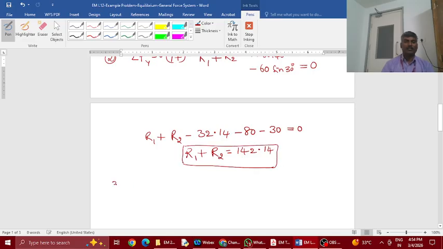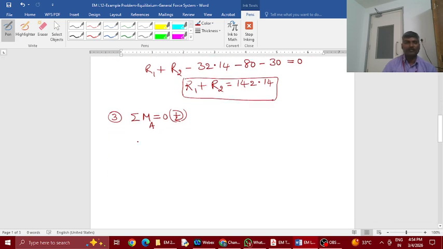Now applying the third equation, sum of moments shall be 0. So you need to choose two things here. One is the moment center. I choose point A, and you need to choose the direction. So anything like clockwise or anti-clockwise, whichever you like, you can have it as positive direction.